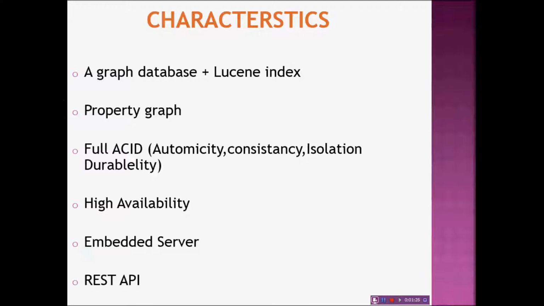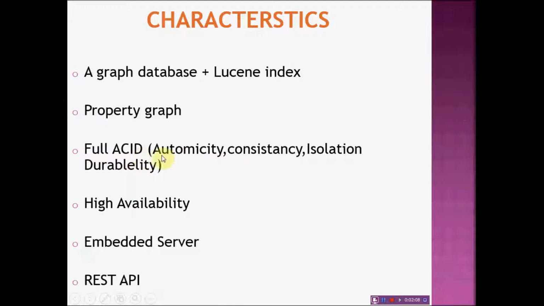Some important characteristics of neo4j. A graph database plus Lucene index. A graph database means it has a graph with nodes, links and relationships. Plus Lucene index: a Lucene index is used for searching a target node by using a particular index, hence it's called Lucene index. Property graph: a property graph is a graph which contains all components like nodes, links or relations, and how they are related to each other.